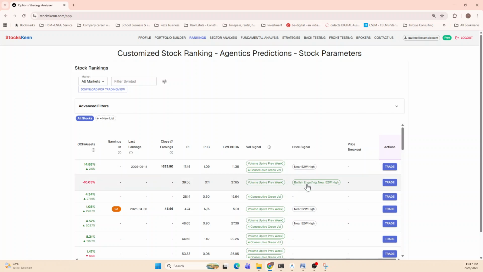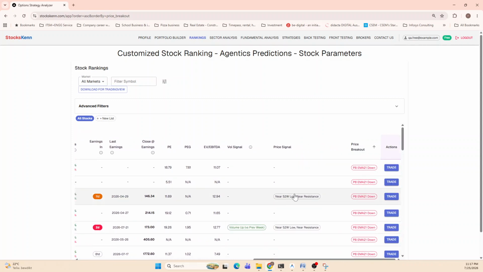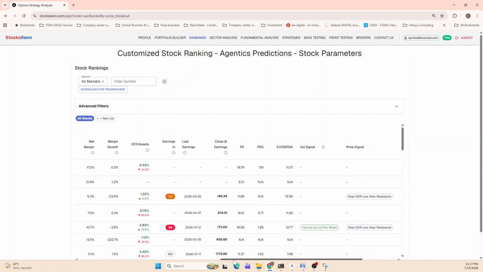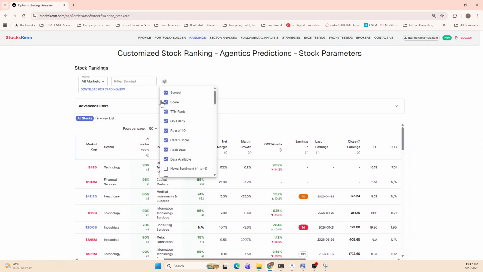Price signal is same. So we are trying to identify the price action. Price breakout also we are capturing. So here you can figure out if there is any price breakout versus the defined resistance, or if it is also crossing EMA 21, we are trying to capture that. So these are customized fields, I would say, and you can also customize your view by enabling other parameters.